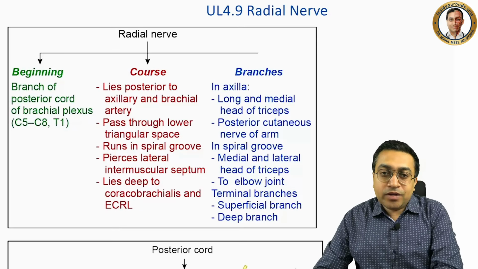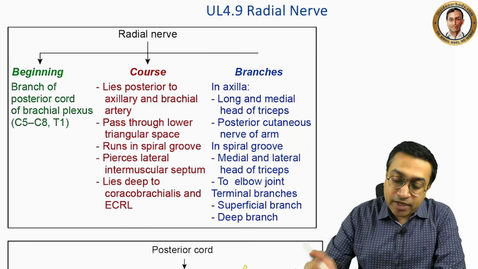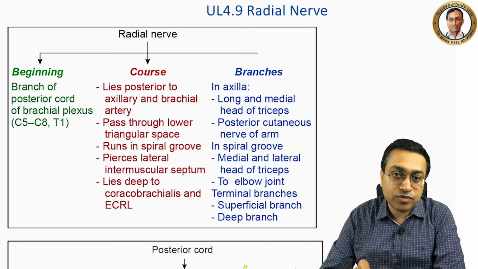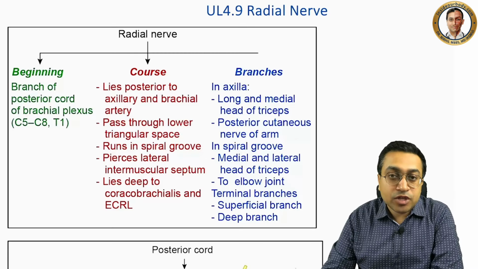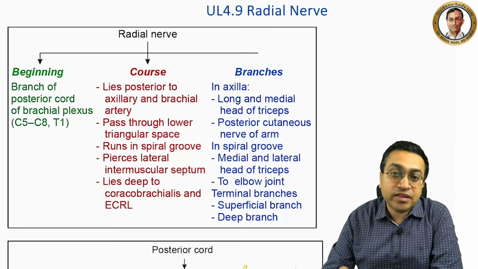So hello everyone, let us discuss the nerves now. First in line we have the radial nerve, but before that I hope you remember the major nerves of the upper limb include axillary nerve, musculocutaneous nerve, radial nerve, ulnar nerve and median nerve. These 5 nerves you should be well versed with.